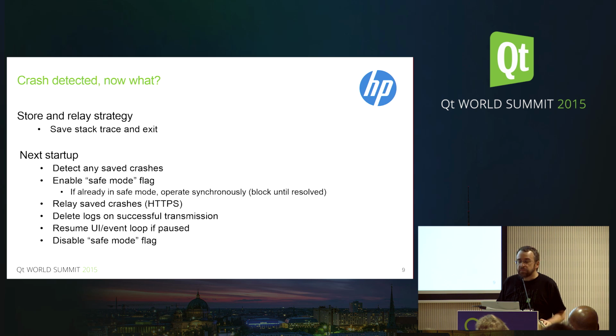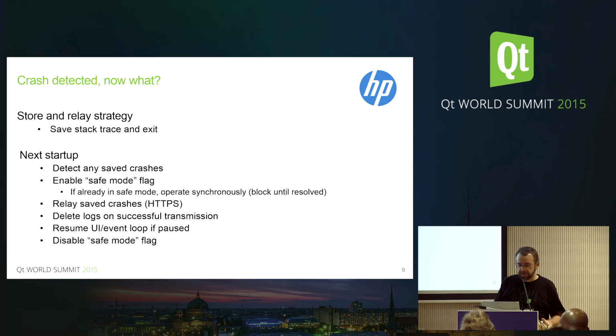Okay. So in our case, what proved to be the winning strategy was the store and relay approach. This means that when you have a crash, you save it, if that has been pretty successful, and then you just exit. That's it. I try to mitigate: if you can put up a "sorry, we crashed" message, then that's good. If not, then just close. And the magic happens on the next startup, really.